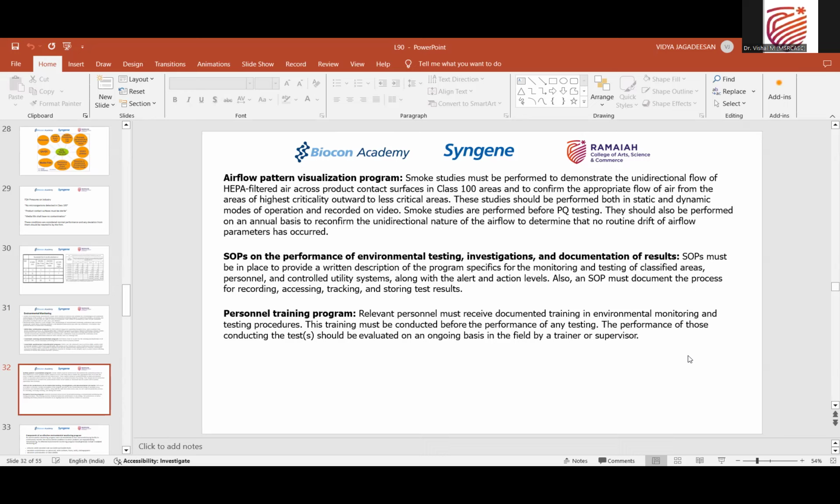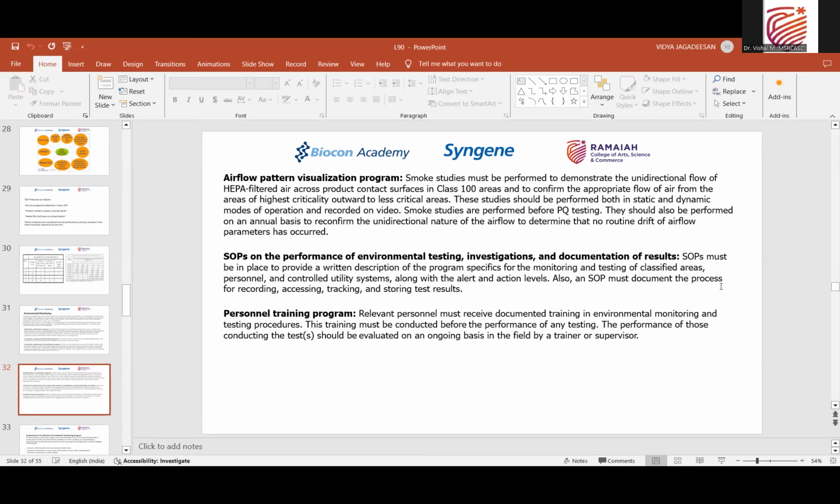So you can add some kind of smoke to check for any kind of leakage. If the HEPA filter is working correctly, the airflow is just flowing in one direction and not in multiple directions. And also, this airflow pattern has to be checked at least once a year. So once a year, you have to check for the leakage and all.